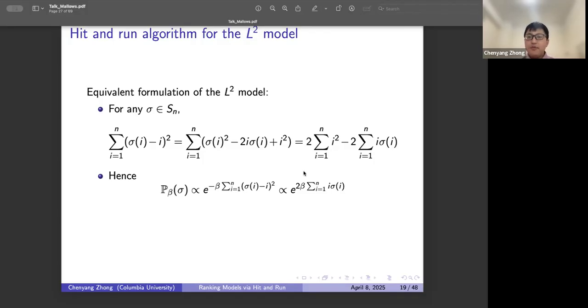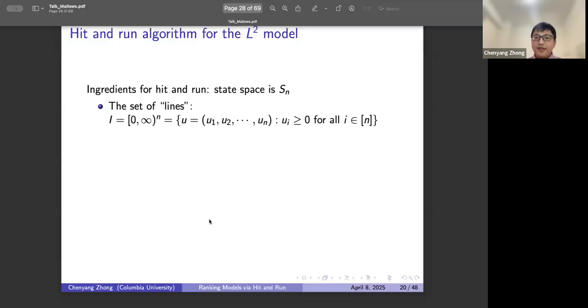And the motivation for doing this kind of transformation is that, as we will see later, if we specialize the hit and run algorithm to the L2 model and use this form, the second step will be easy to sample. If we don't do this kind of transformation, the second step would actually be hard to sample. So this involves the concrete algorithm here.